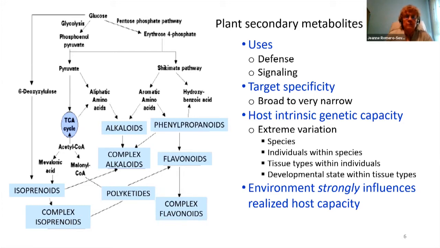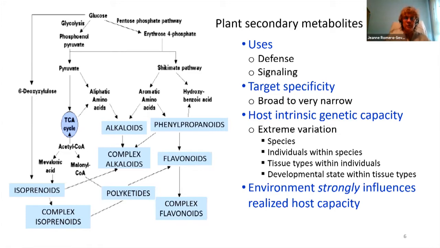Okay, so these secondary metabolites are legion. There are 21,000 known plant alkaloids. There are approximately 15,000 known isoprenoids that plants synthesize. And these are not simple molecules, okay? And there are many, many flavonoids and complex flavonoids.